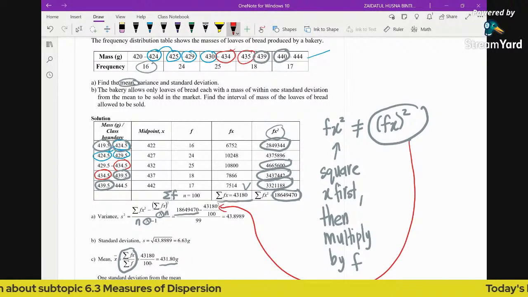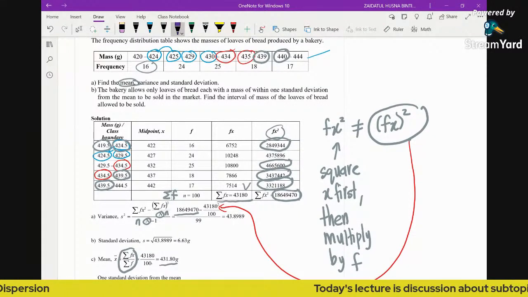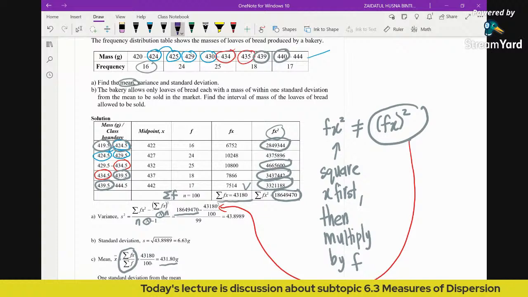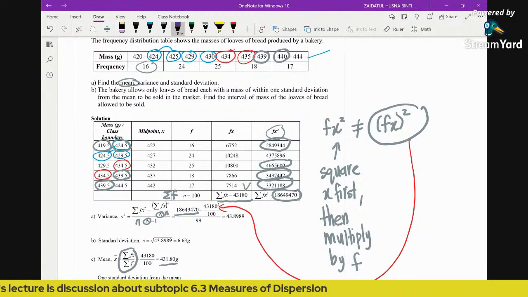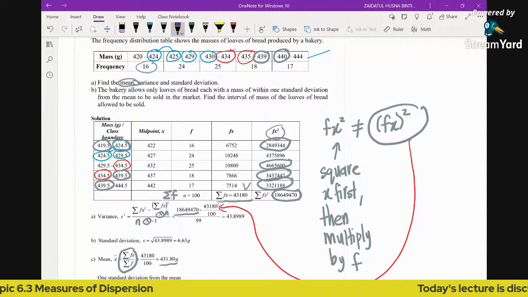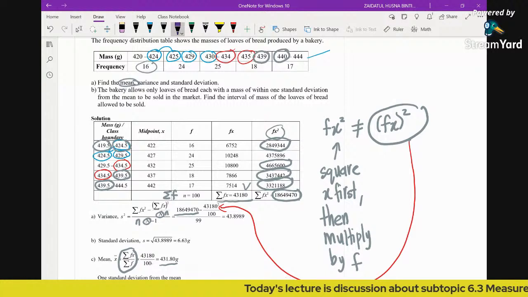While the sum of fx squared, in terms of the pronunciation, they are basically the same. Fx squared, this one is also fx squared. But it's how you write them that is different. In terms of pronunciation they are basically the same, but in terms of writing they are different.